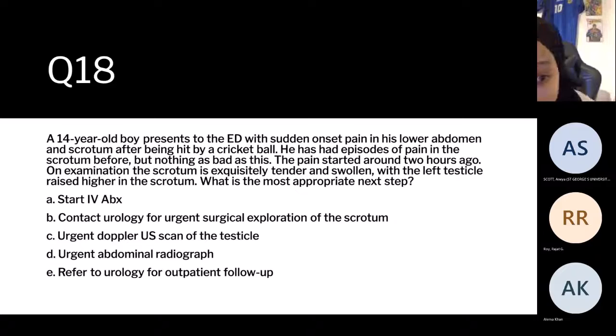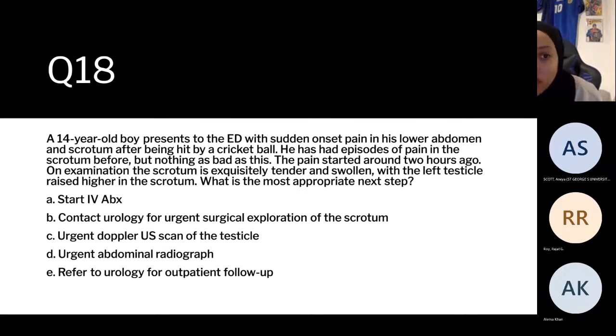Is it start IV antibiotics, contact urology for urgent surgical exploration of the scrotum, urgent ultrasound scan of the testicle, urgent abdominal radiograph, refer to urology for outpatients follow-up? So what does everyone think? I'll give you a couple more seconds. Okay, I'll stop the poll. So it's between contact urology for urgent surgical exploration of the scrotum, or urgent Doppler ultrasound scan of the testicle.